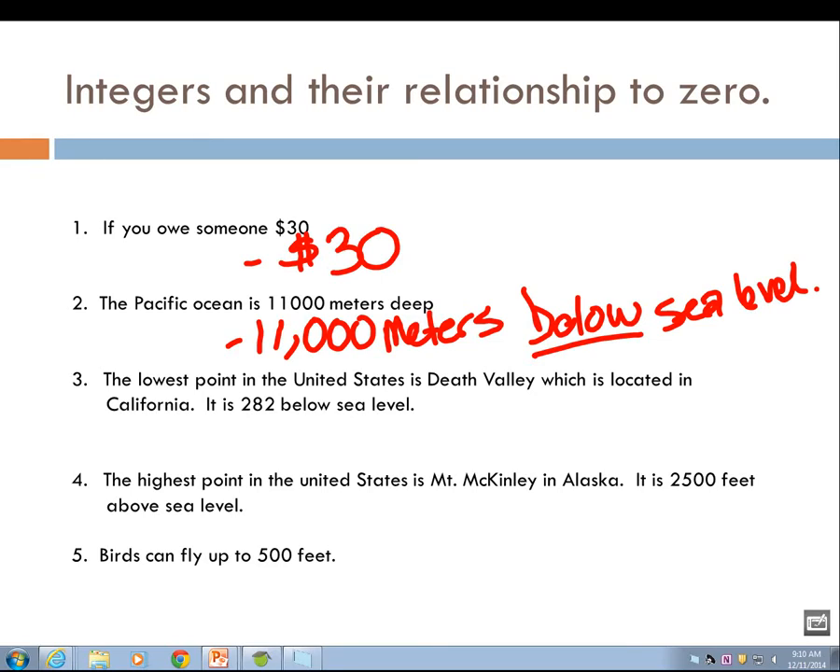Because we're going from sea level. That is zero. So just imagine that we have a horizontal number line or a vertical number line. Okay? Here's the water.